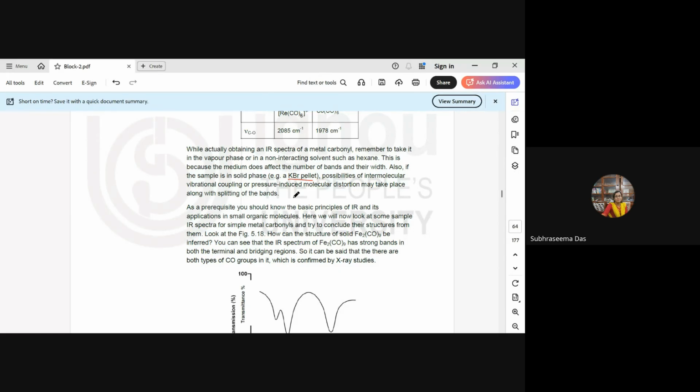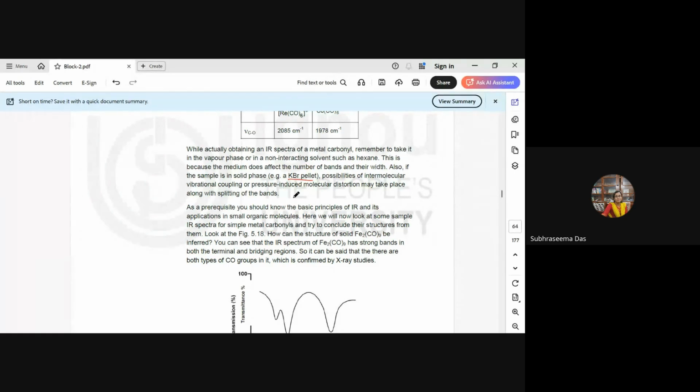For the pellet, there is a compression machine. We take a small amount of our metal carbonyl and mix it with KBr. The metal carbonyl to KBr ratio is 1 to 20. So we take a very small amount of the metal carbonyl, and then they are finely ground together. After mixing properly in a mortar and pestle, they are put in the compression machine, where a pellet is formed by applying pressure, and this is called the KBr pellet method.